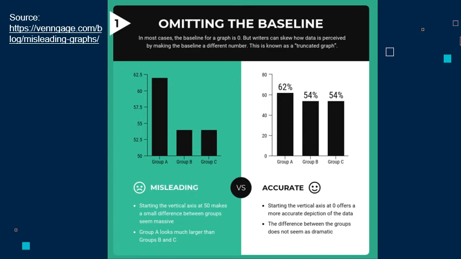Here, this one looks like there's a huge difference between group A, B, and C. But when we look at the y-axis, we notice that it's only 50 to 62.5. Whereas if we put this onto starting from 0 up to 80%, then the differences don't look so big. We've got the numbers there, and there is a difference, but the difference isn't that significant.